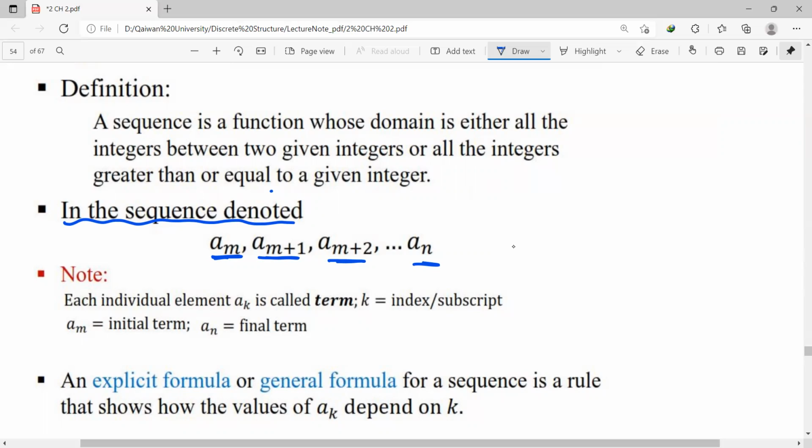Here, as it's written, each of these is called a term. The k, which is this number, is the index or subscript. And am, which is the first term, is called the initial term. And an, which is the last one, is called the final term. Look, the initial term is the first term, and the final term is the last one.